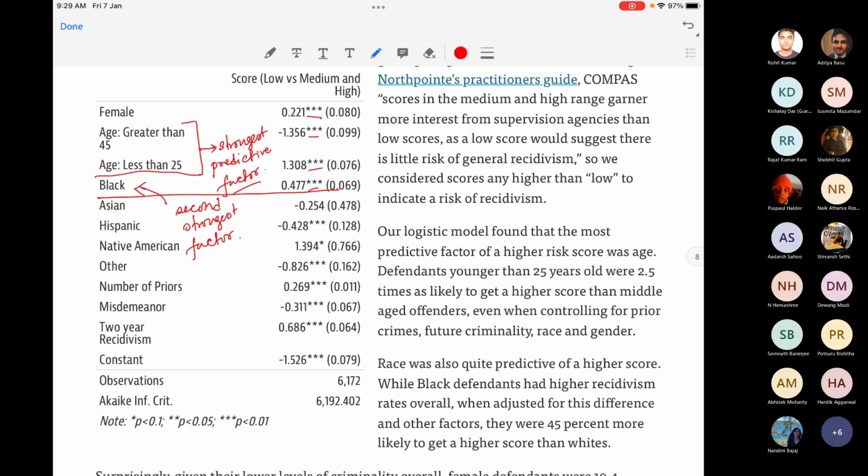In fact, the authors found that they are at 45% higher risk than the whites. So this was quite alarming. Now what is the third?